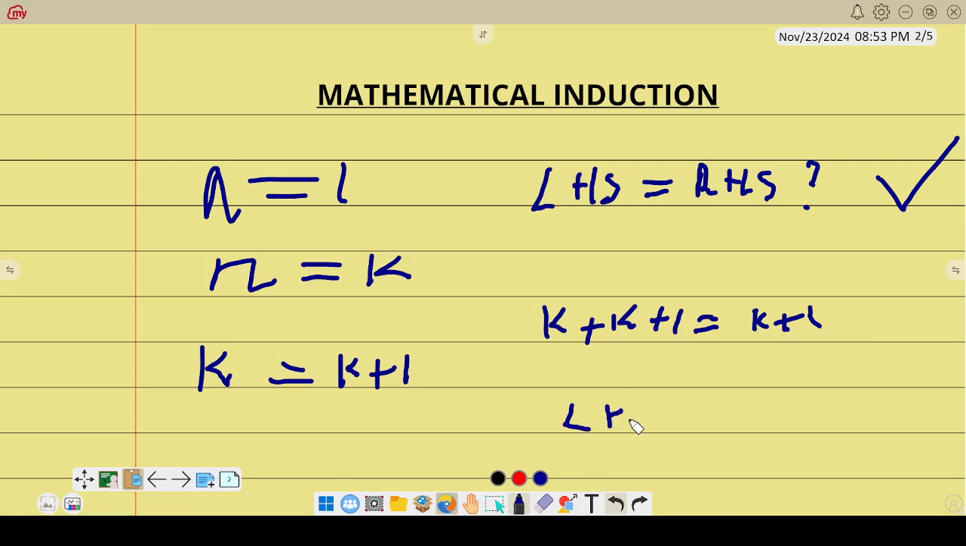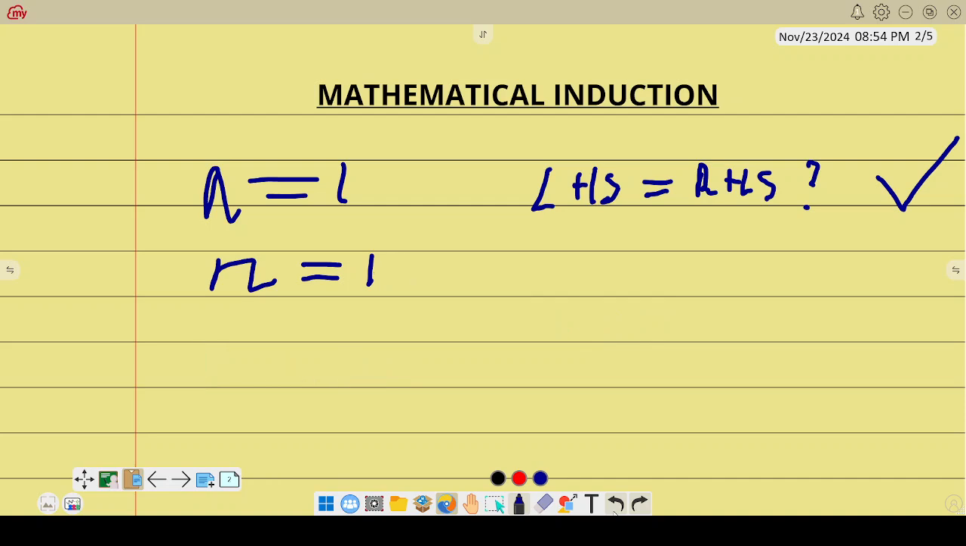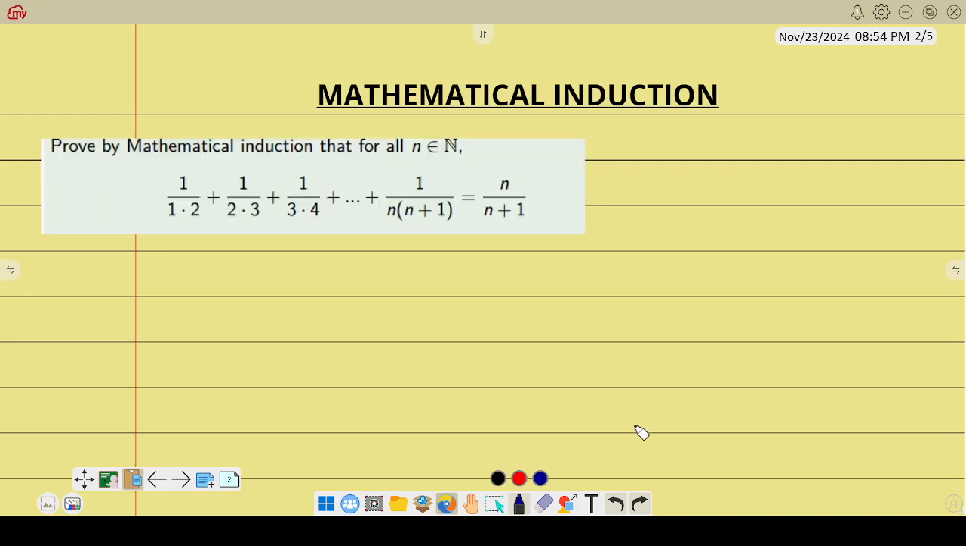We always do the left hand side; usually you can start with either. You manipulate the left hand side and check if it gives you the same thing that is on the right. So this is the basic principle under the summation rule. Having said that, we can go straight to an example. Here's our example: prove by mathematical induction that the given statement holds.